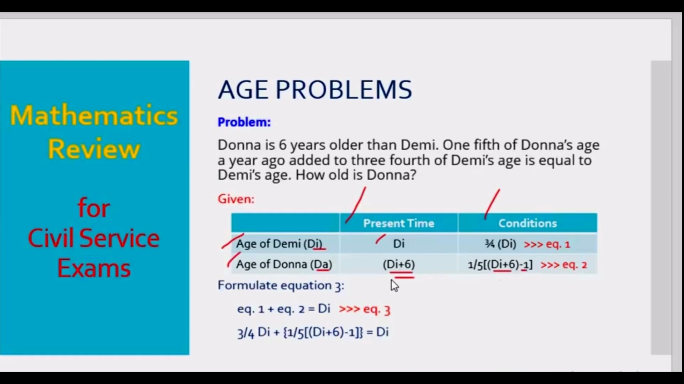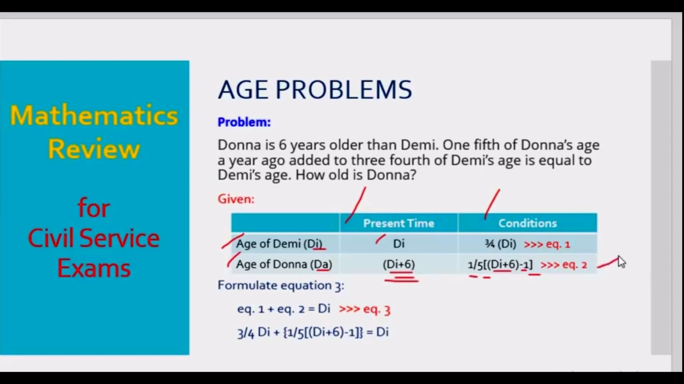The age here has parentheses, so I just rewrite. Since it says a year ago, I put a bracket. The condition says it should be 1/5 of that, so you multiply all of that by 1/5. So that is one of the equations. I assume that.